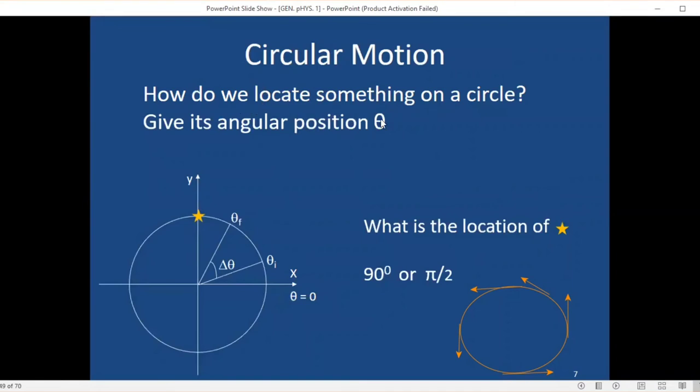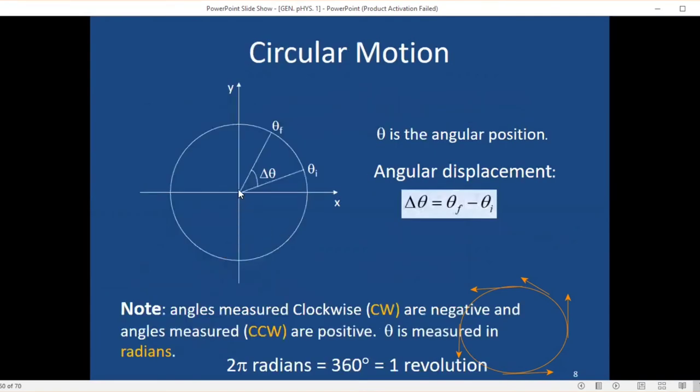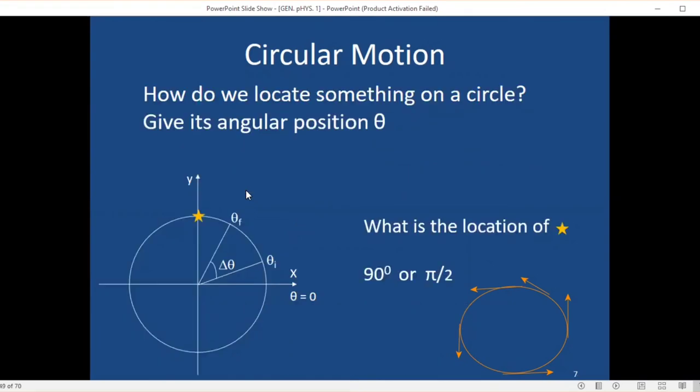So how do we locate something on a circle? Paano natin mahanap yung location ng isang object in a circular area? So given its angular theta, if you are asked to locate the location of the star, the location of the star is at 90 degrees. From here at the x axis, the location of the star is 90 degrees or pi over 2. Okay.